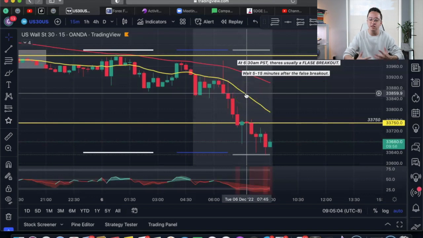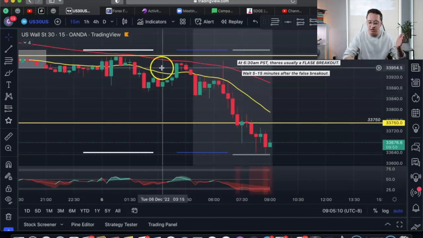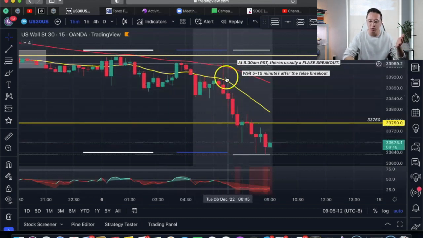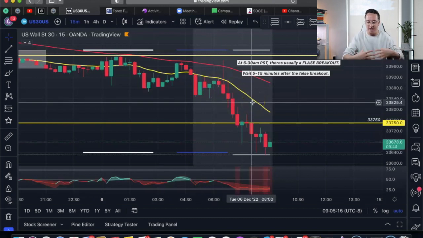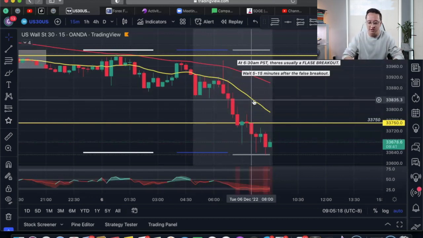But let me explain to you what a false breakout is, because there's so much market sentiment behind this other than just a chart like this with long wicks and candles that are red and green. There's actually data behind this and knowledge that you guys need to understand.